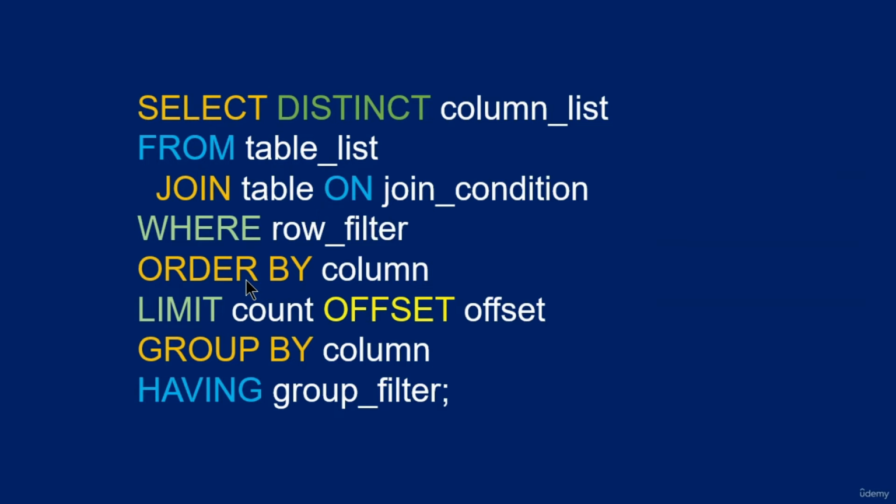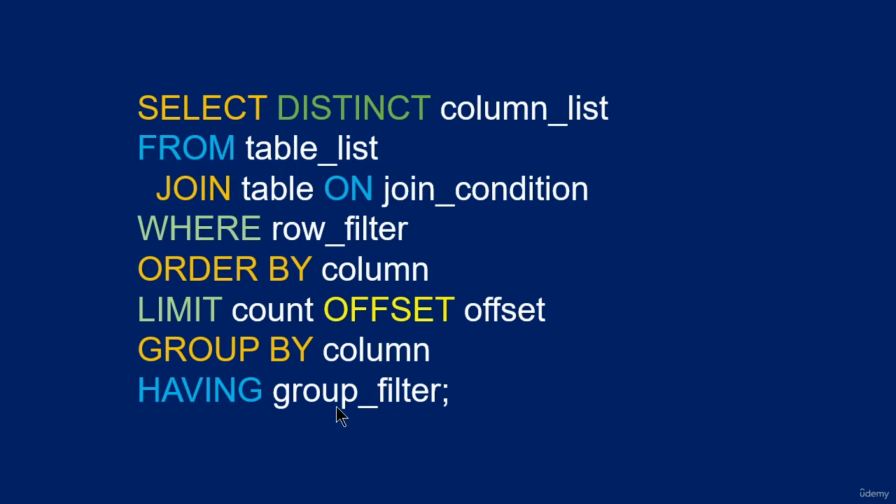The order by basically is used to sort the result set. So anytime you see the order by clause in your select statement, you are trying to use that to sort the result set of the query. And here we've got the limit, count, offset. You can use these clauses to constrain the number of rows that are returned. So if your query has several rows, you can limit the number of rows you want the query to return by using the limit and offset clauses.